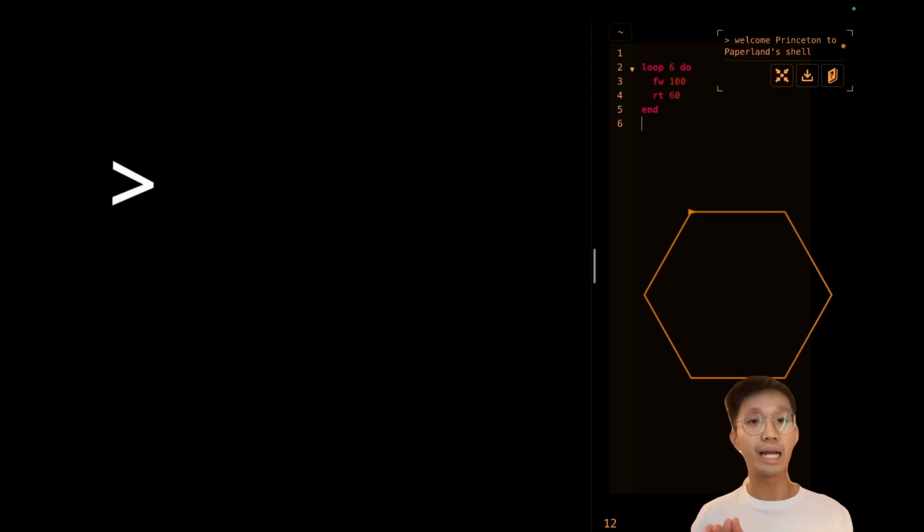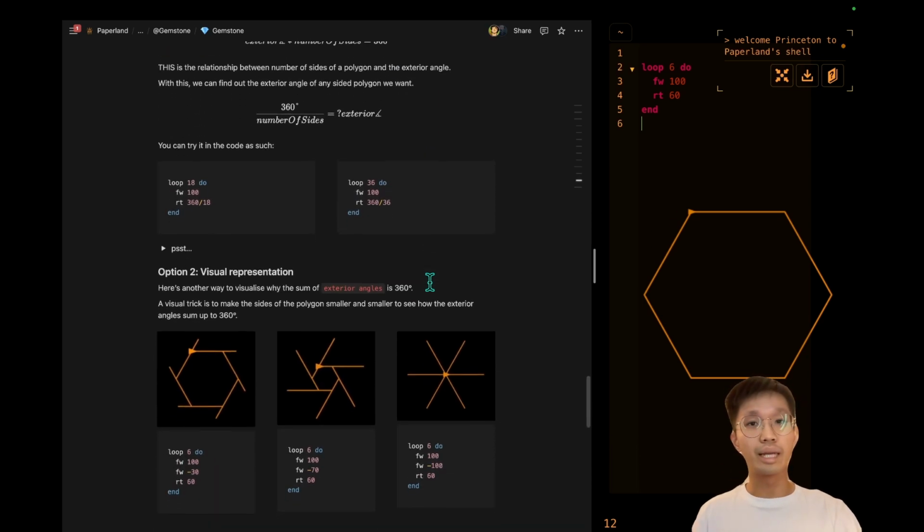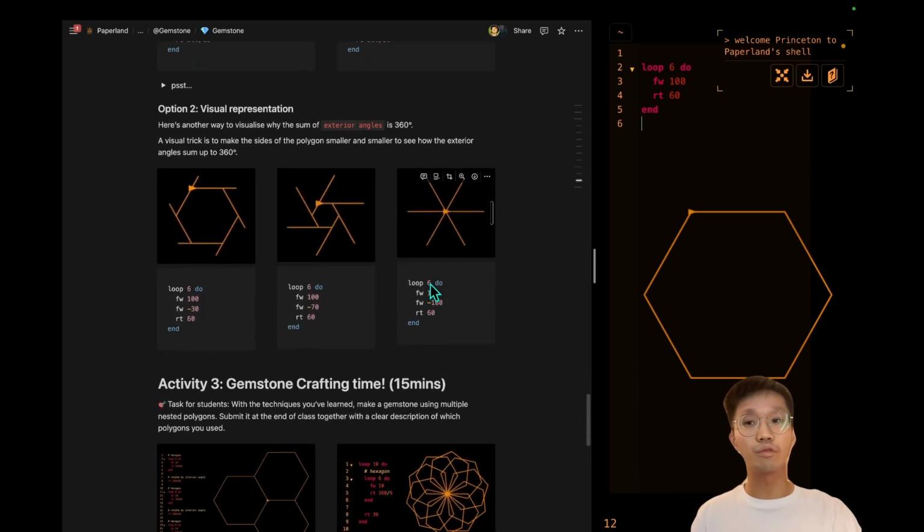You could do so with any of the regular polygons, and you'll see the same thing. In order for the shape to complete itself, the students have to turn 360 degrees. That's why the summation of the turning angles is 360 degrees. So that's a really good way to do so via physical representation.